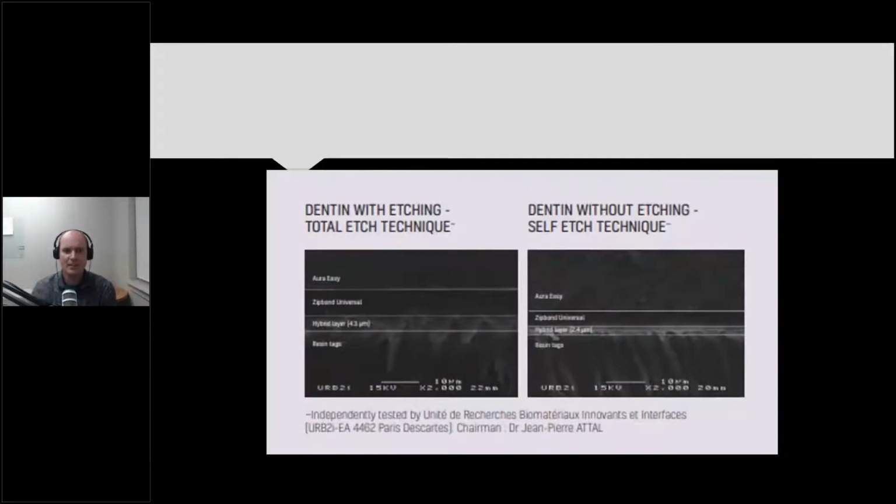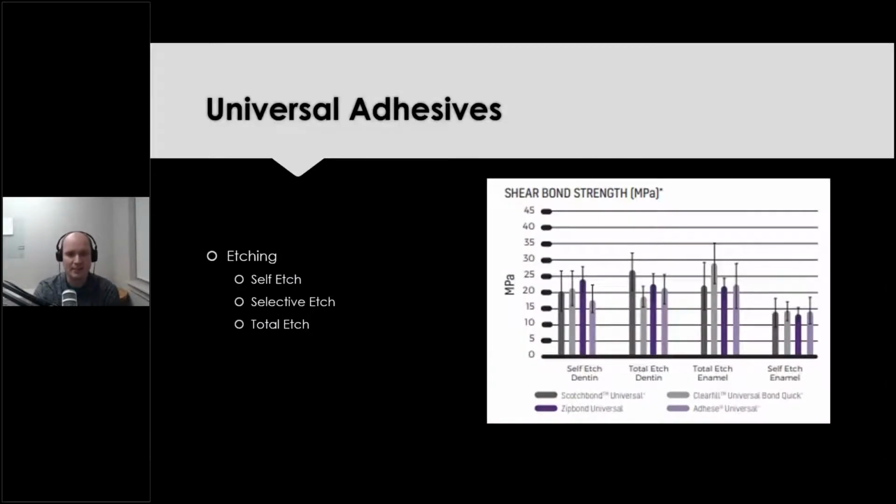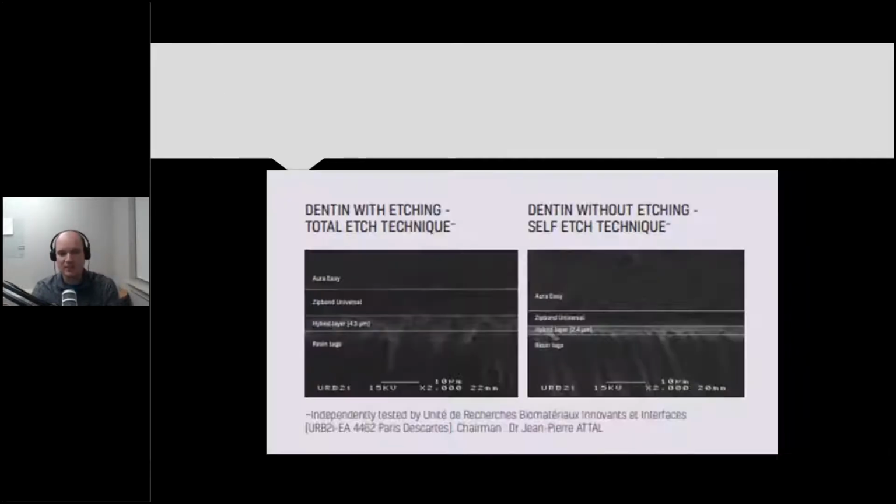Here you can see, we talked about wetting earlier. Here you can see if you do the dentin etch with the total etch technique, and here you can see the self-etch technique. So this is why we're going to see a higher bond strength. If we go back to that last slide, let me go back here one. You see a higher bond strength with the self-etch. So why is that? It's because of the science.